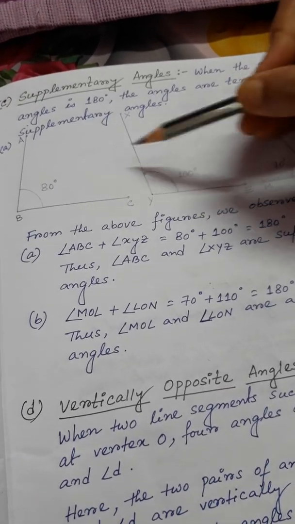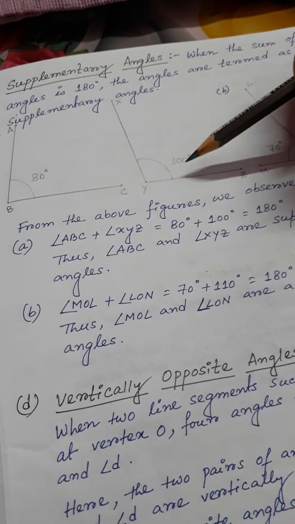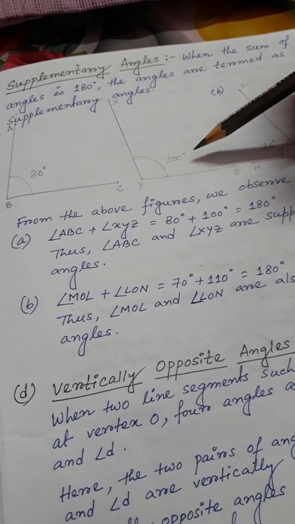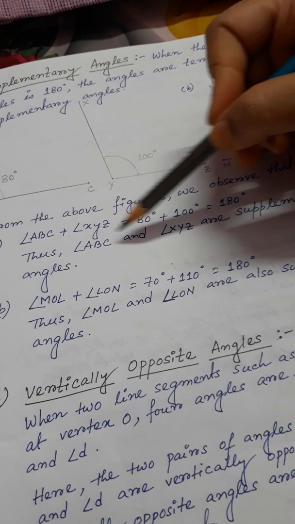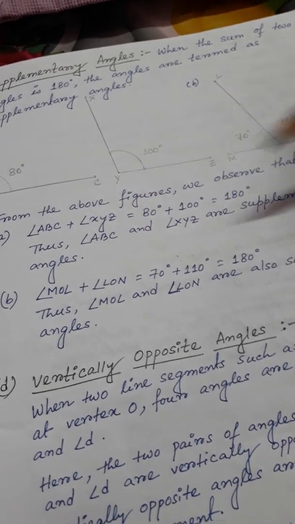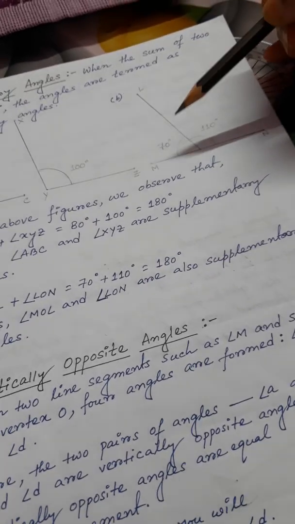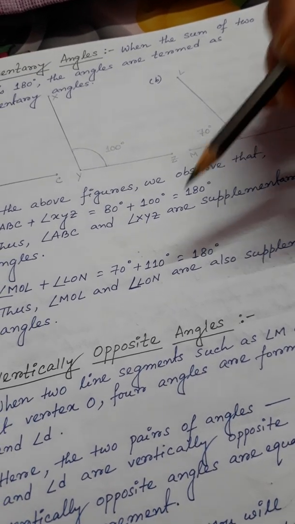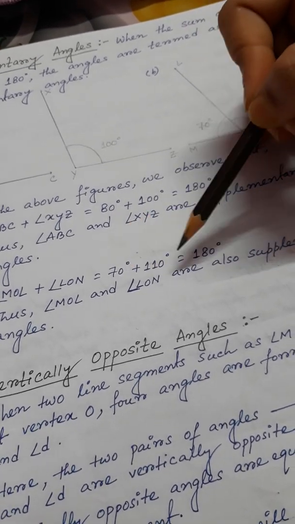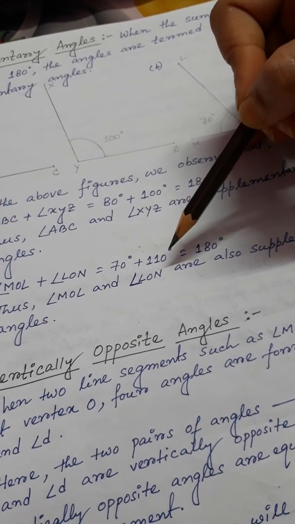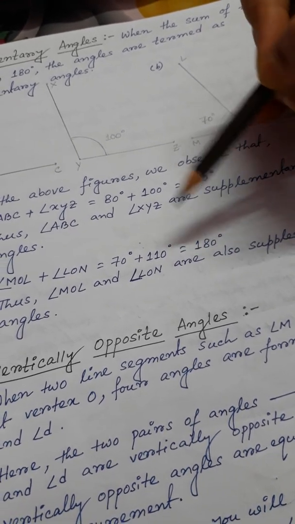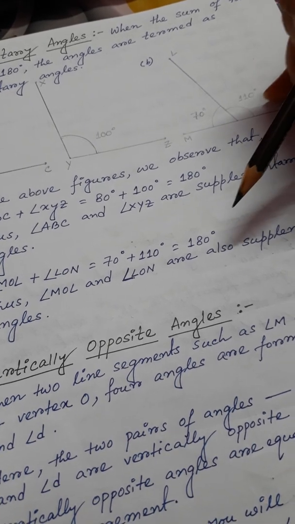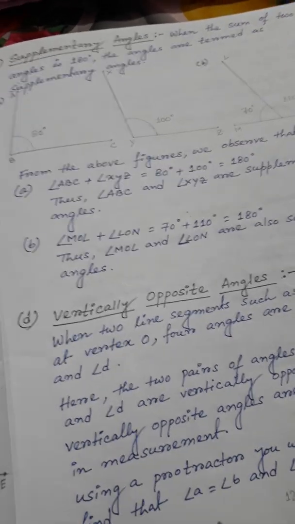See the first figure: 80 degrees plus 100 degrees means 180 degrees, so these two angles are called supplementary angles. Here this angle is 70 degrees and this angle is 110 degrees. When you add those two angles, we get 180 degrees, so these two angles are also supplementary angles.